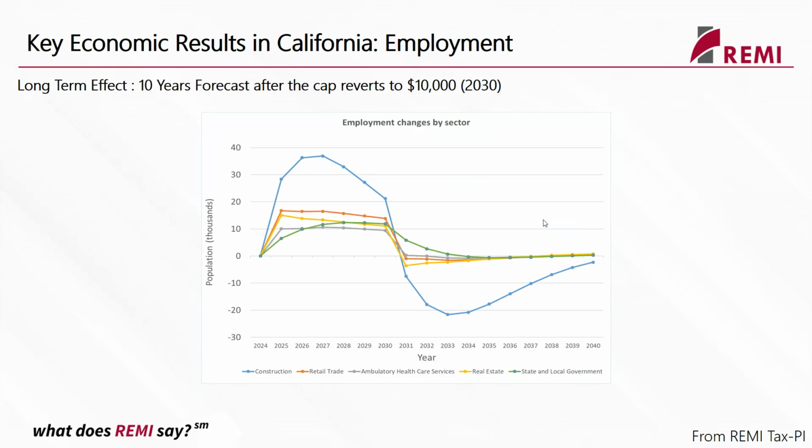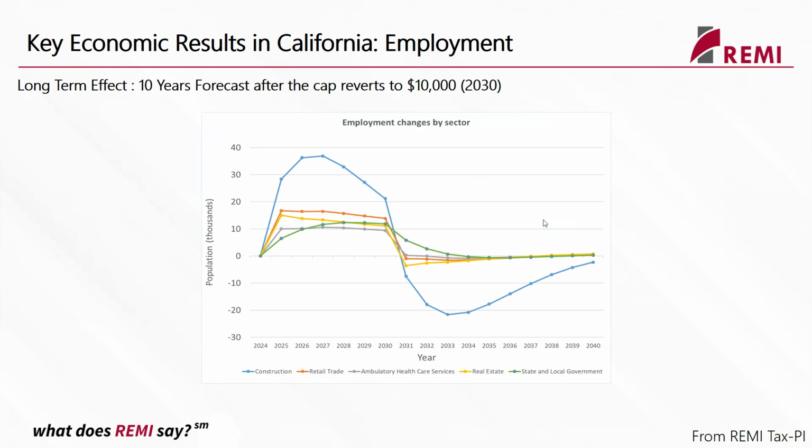And next, let's look at how employment changes break down by industry. So here we're showing you the 5 sectors with the highest levels of employment: construction, retail trade, healthcare services, real estate, and state and local government. Across these industries, the general trend is similar, but the most dramatic changes fall under construction.